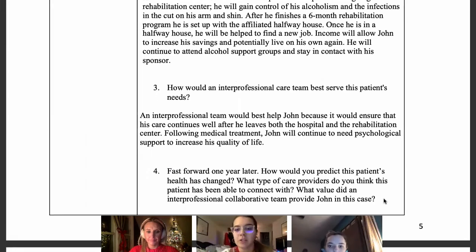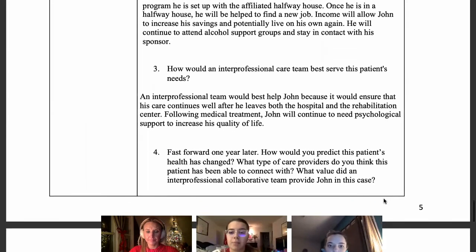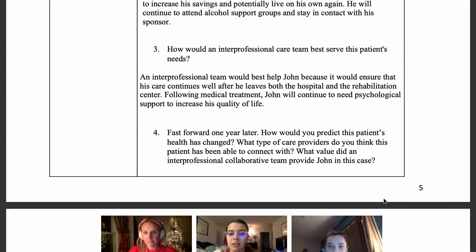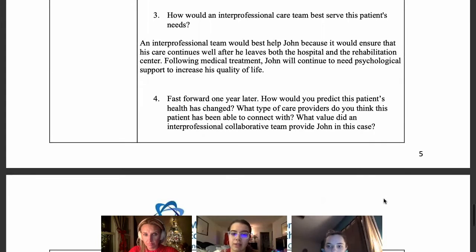So an interprofessional team would best help John because it would ensure that his healthcare continues well after he leaves both the hospital and rehabilitation center. So following medical treatment, John will continue to need psychological support to increase his quality of life.